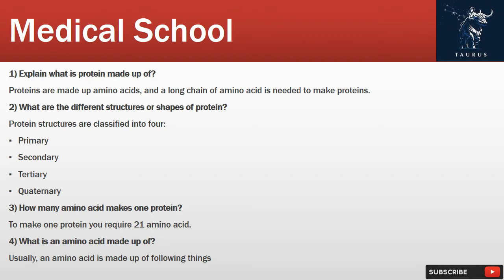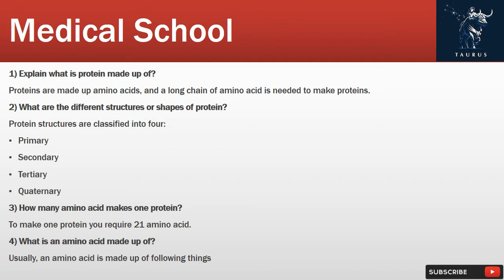2. What are the different structures or shapes of protein? Protein structures are classified into 4: primary, secondary, tertiary, quaternary. 3. How many amino acids make one protein? To make one protein, you require 21 amino acids.